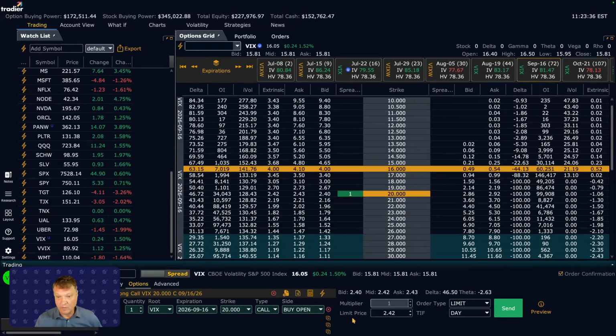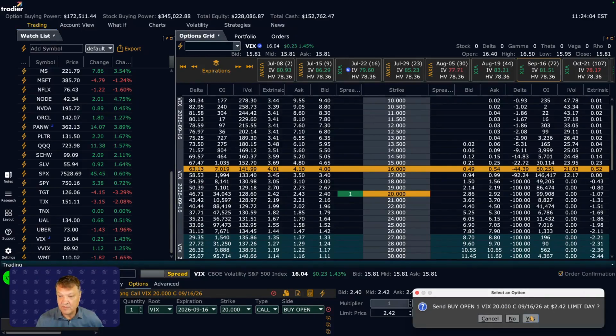All right, so here we go. VIX is at 16.05. The September 16 72-day future is trading at $19.53. We're going to look to buy an out of the money call option. We're just going to look at the 20 strike call option, and we're going to buy that for $2.42. That's where the midpoint is at. And we're just going to remain long a call in that September 16th expiration contract.